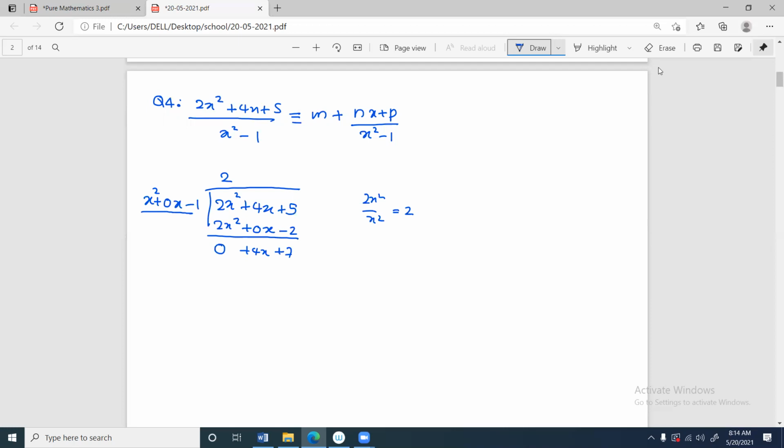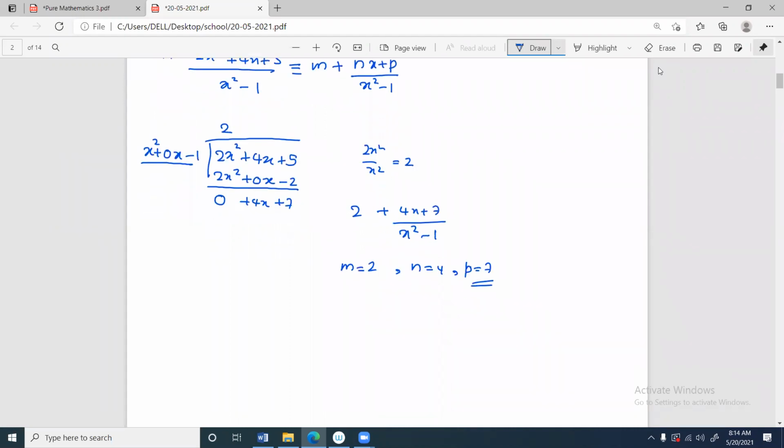Therefore, the final answer would be 2 plus 4x plus 7 over x squared minus 1. With this, you can write m equals 2, n equals 4, and p equals 7. Writing the answer in this format. That's a way of getting this answer.